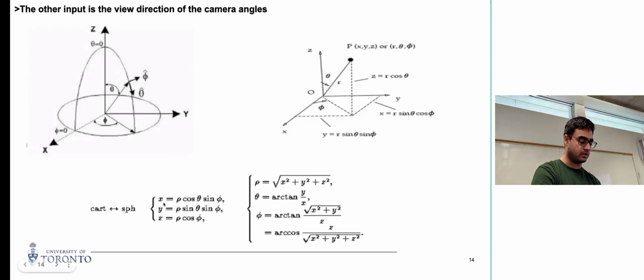This is a way in which we can transform Cartesian coordinates to spherical coordinates. This follows from basic facts in geometry. So we just use x equals rho cos theta sin phi, y equals rho sin theta sin phi, and z equals rho cos phi to convert from Cartesian to spherical coordinates.